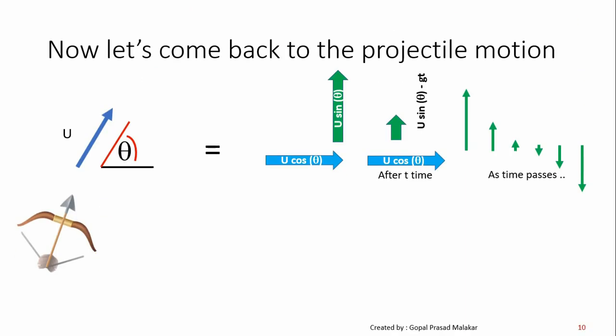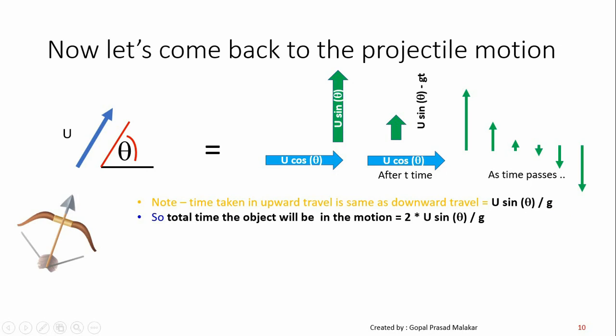In fact, the speed is also bound to be the same, but let me prove it to you once again. So the time taken in the upward travel is the same as the time taken in the downward travel, and the total time the object was in motion is 2 × u sin theta by g. This is the formula that you will use if people ask you how much time it will take to travel. It is the time of flight.